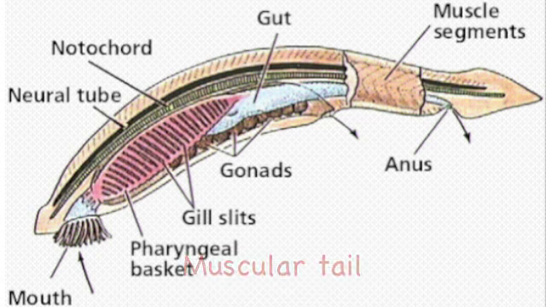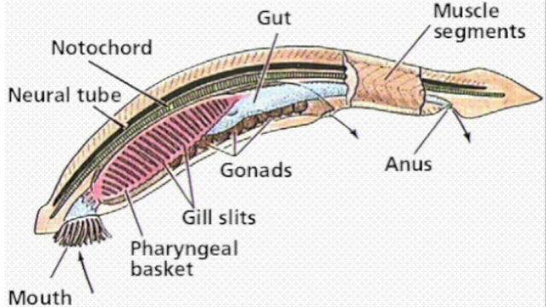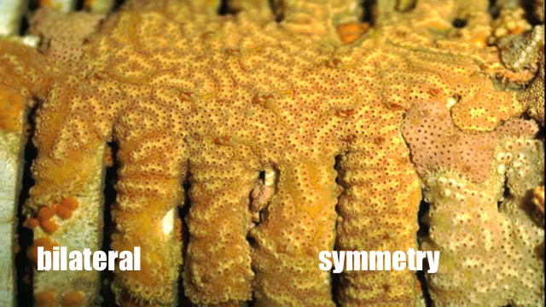Lastly, a muscular tail extends beyond the digestive tract. Mostly the tail is lost during embryonic development, for example in humans. All chordates have bilateral symmetry.